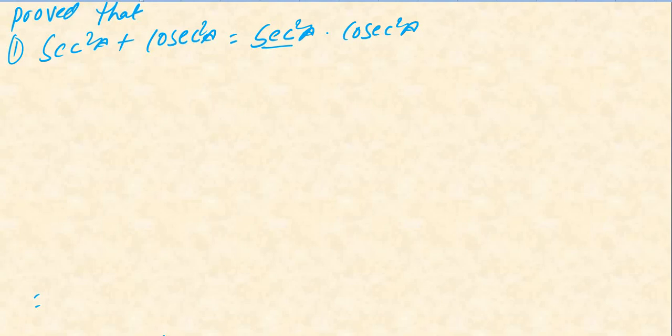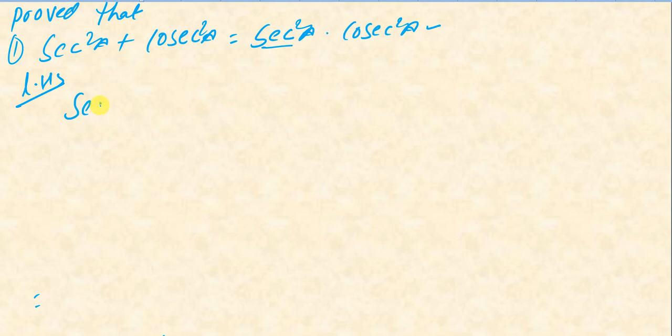Hi guys, today in this video we have a few most important questions from trigonometry. Let's prove that. Our first question is sec square A plus cosec square A is equal to sec square A into cosec square A. We are going to prove this by an easy method. We can choose LHS to RHS.